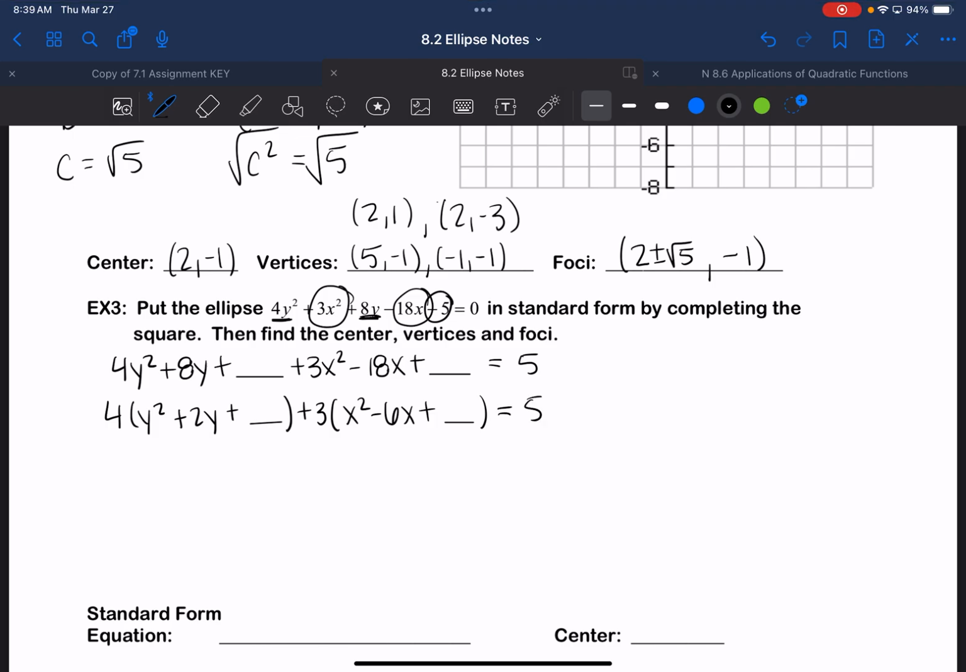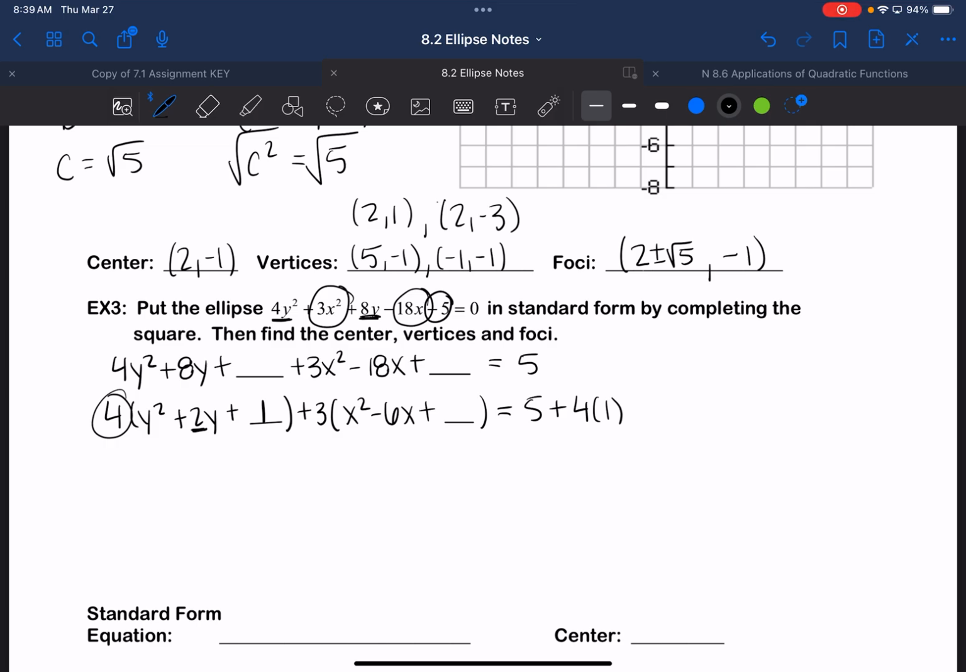Now I can decide what goes in the blank. And how do I decide what goes in the blank? We look in the middle term, half it, square it. So here, half of 2 is 1, and 1 squared is 1. Okay, so we added 1, right? But if I add 1 to one side, I got to do that on the other side of the equation as well, right? Don't forget that 1 has a coefficient of 4. So when I go add it over here, make sure you give that 1 a coefficient of 4.